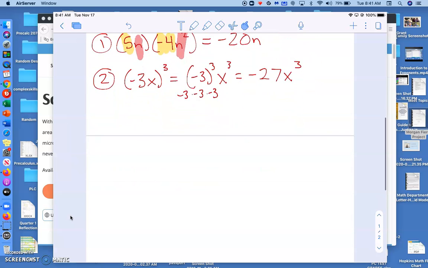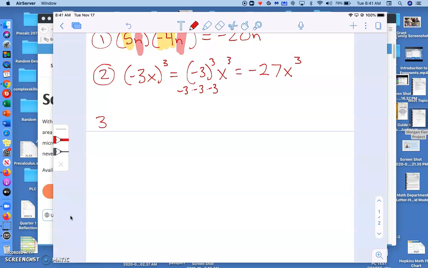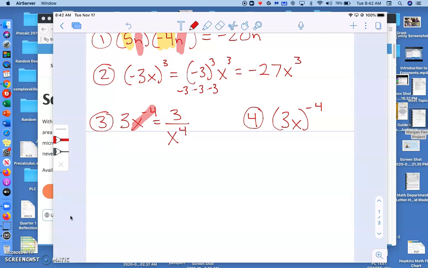Now let's see if we can figure out some negative exponents. Let's take a look at 3x to the negative 4. And at the same time, we're going to look at 3x in parentheses to the negative 4. Again, if we have a negative exponent, we switch what side of the fraction it's on. Keep in mind we only switch what the base is. So this negative 4 is attached to the x. So this would become 3x to the positive 4. The 3 does not move.